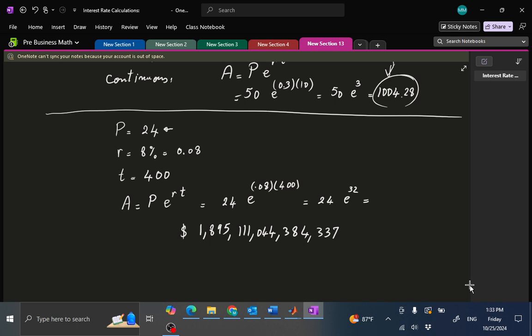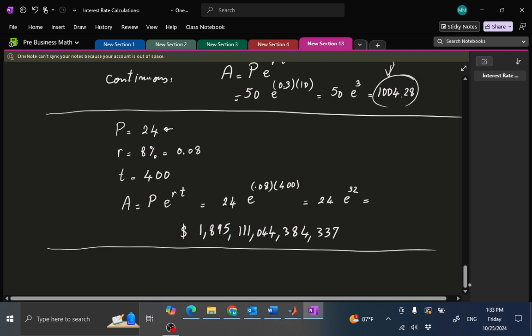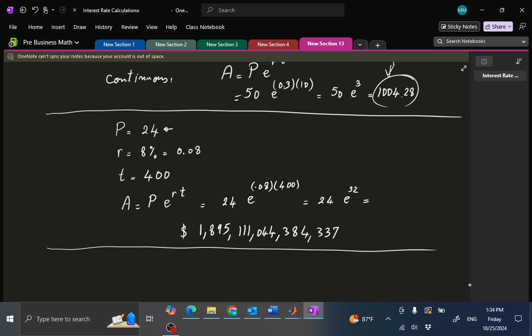So the moral of the story is, continuous compounding, if it's working for you, is a major advantage. If working against you, is a major disaster, and you want to be carefully approaching the topic.